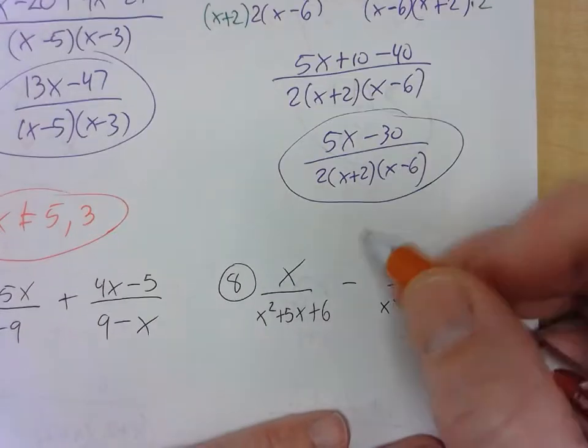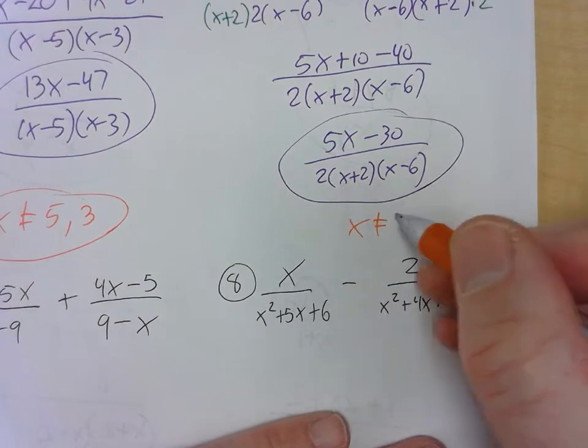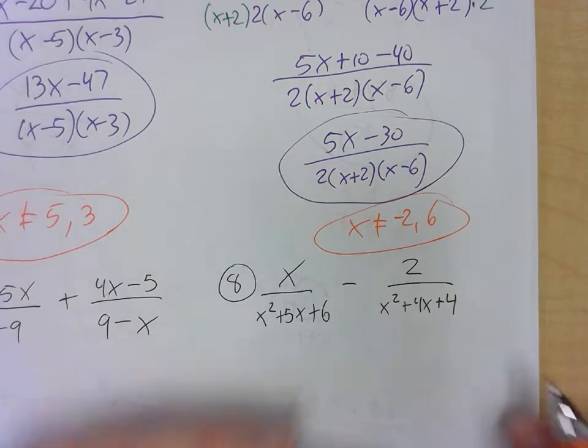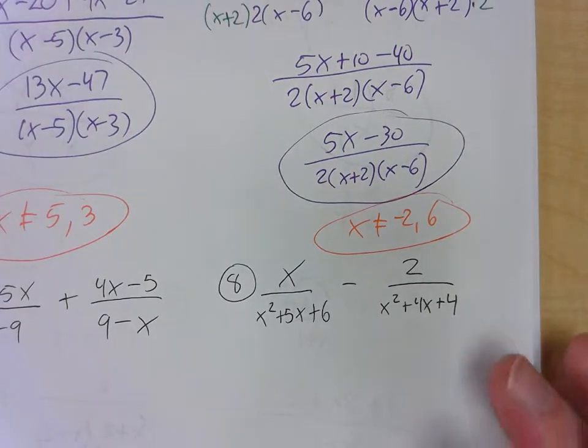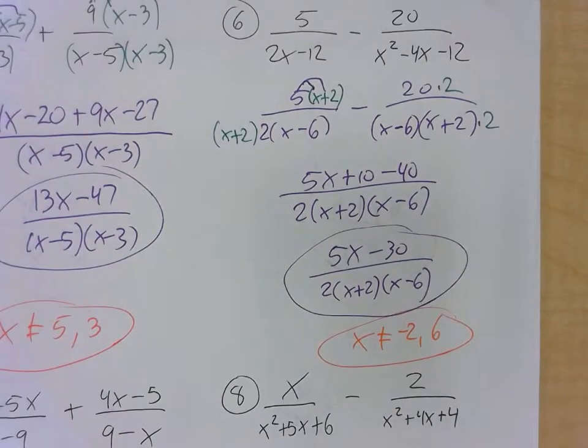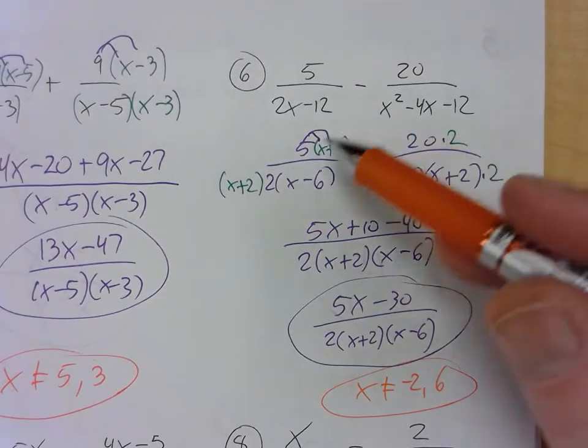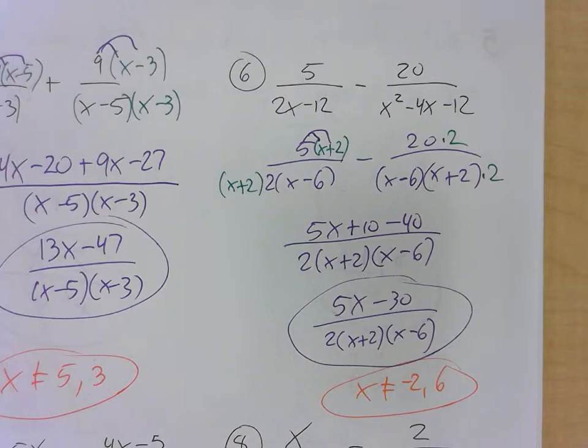So x cannot be what? Negative 2 and 6. Negative 2 and 6 would be the two restrictions there. So that's the situation with this one here. I factored, and then I could see what I needed to make the denominators be the same.